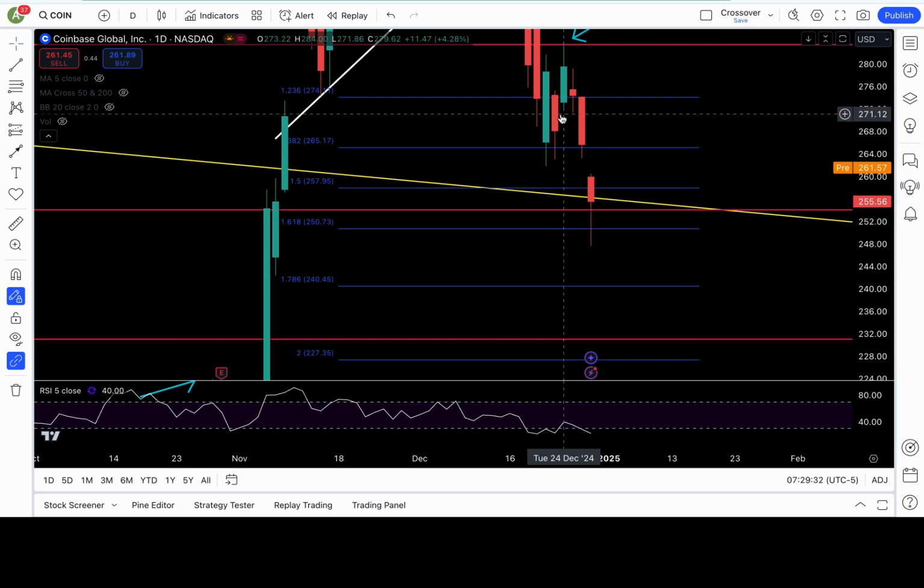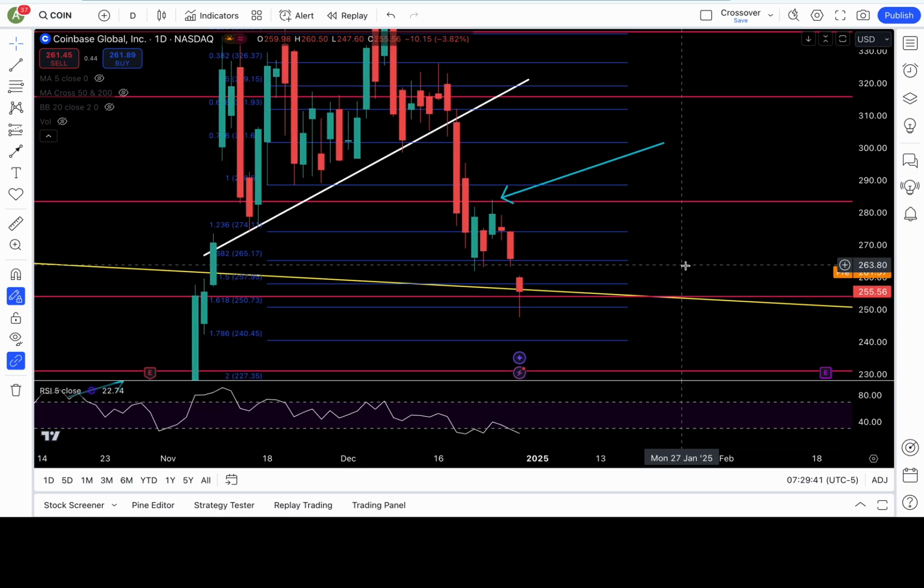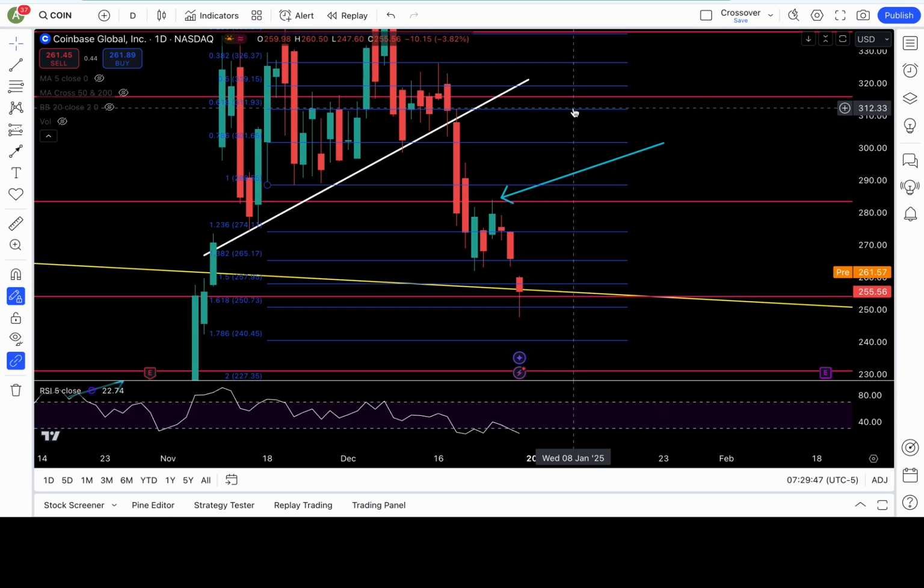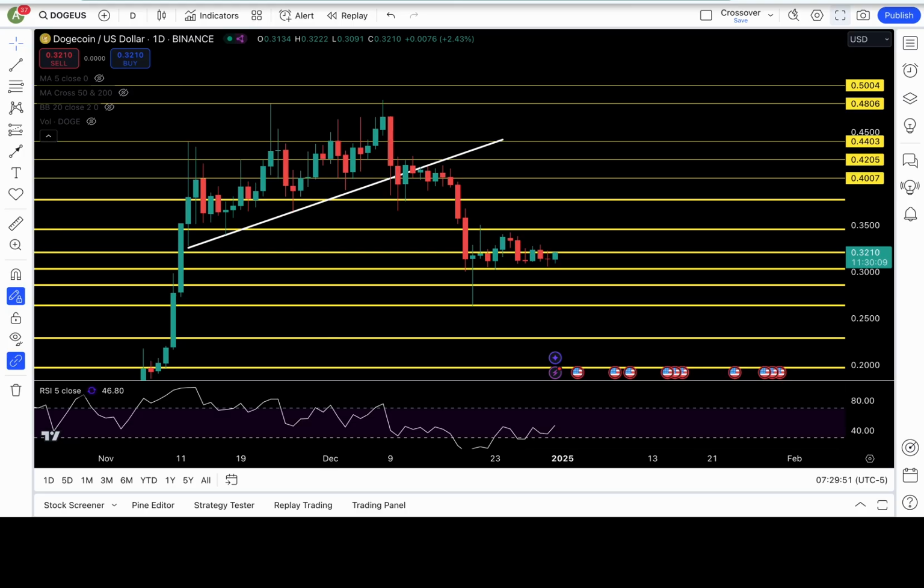Trust me, Coin moves. This is not for the faint of heart. So if you love volatility and you're good at price action trading, this is definitely a stock you want to take a look at and give it a try. At least with paper trading, give it a try until you're comfortable, and then you do it with real money. Yeah, Coin's incredible. Doge, not so much.